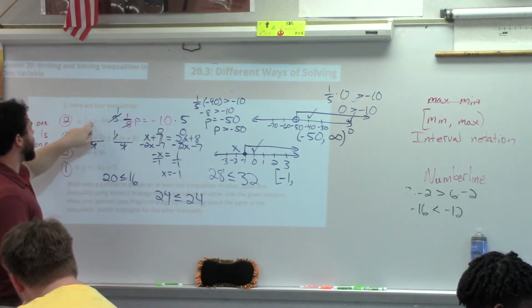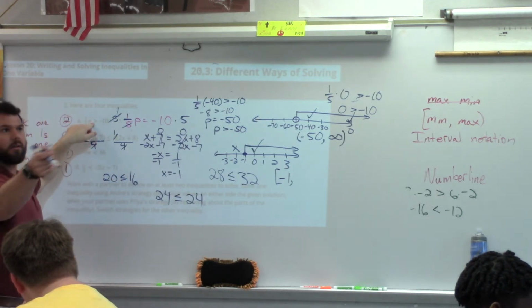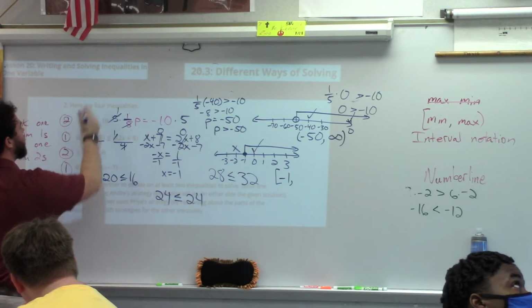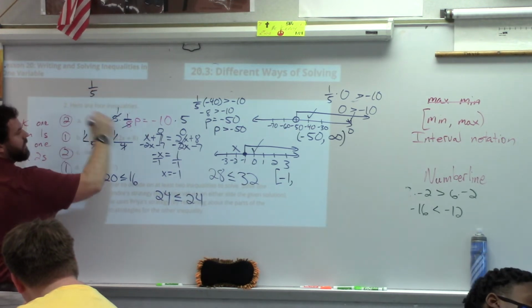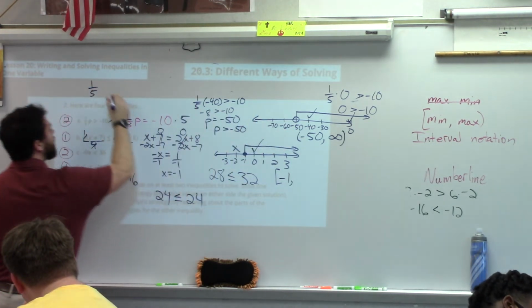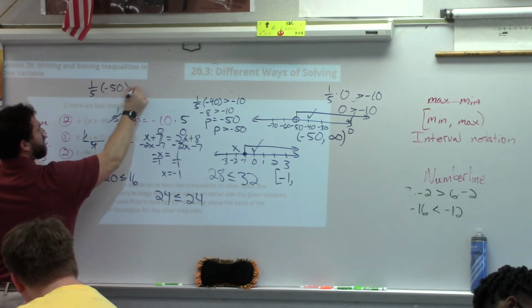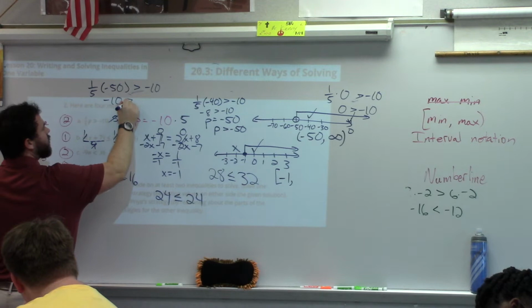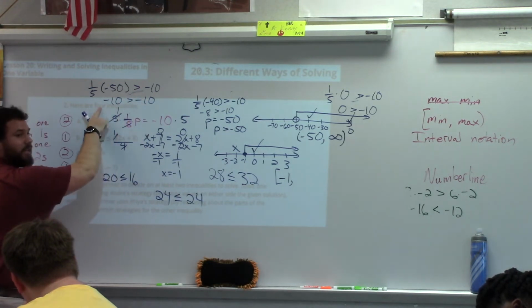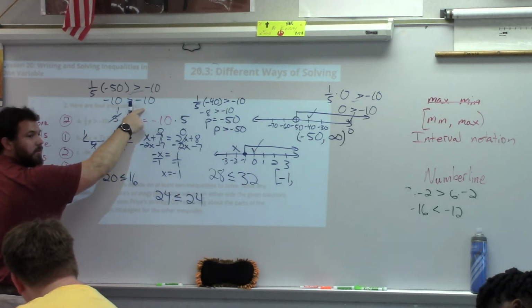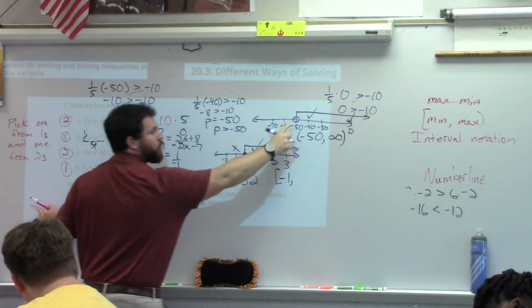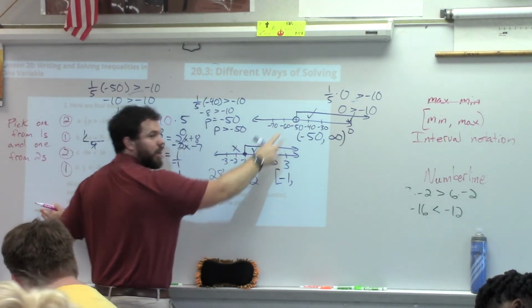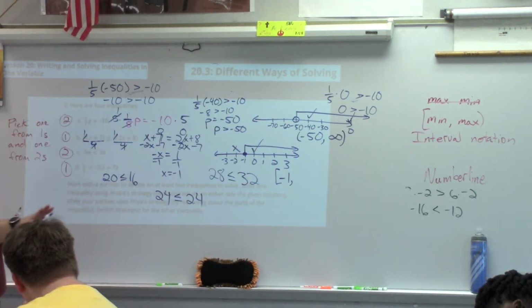Now if you were to look up here, and I think group 4 ran into this issue where they even tested a negative 50, right? If I test negative 50, I get negative 10 is greater than negative 10. Is negative 10 greater than negative 10? No, it's equal to. That's why we have an open point and it's not equal to. It's not a solution. Does that explain that detail? Okay. All right.